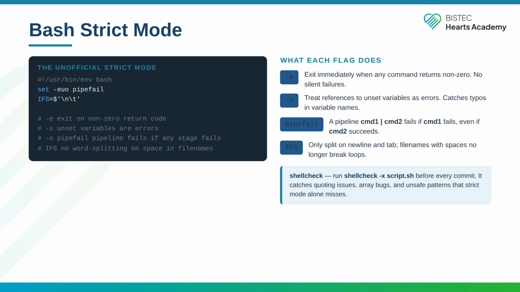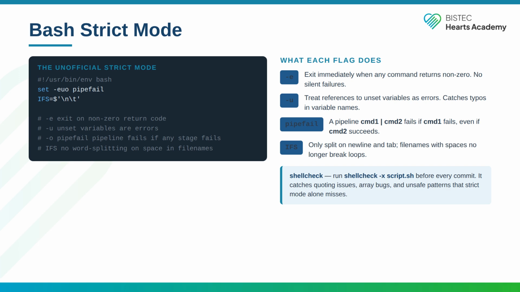Set -o pipefail makes the whole pipeline fail if any stage fails. Not just the last one. That 3rd flag is the one teams forget. Without pipefail, a command that pipes into another can fail silently, and your script keeps going as if everything was fine. With pipefail, a failing stage is caught immediately.